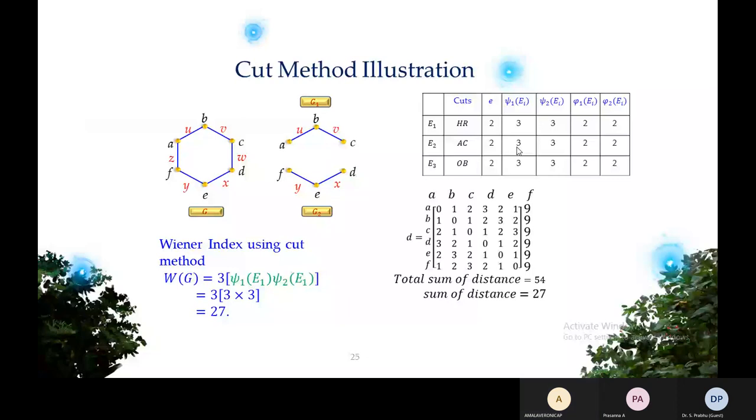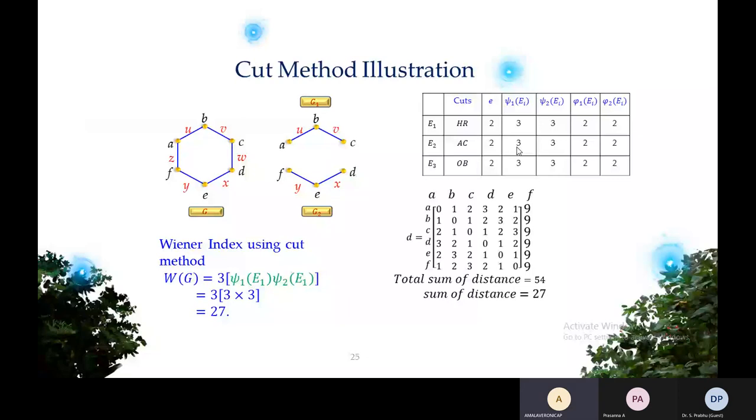But whenever you have a large number of vertices with a large number of edges, satisfying the partial cube relation, the Djoković-Winkler relation, the Wiener index can be computed using the cut method, Sandi's cut method. Of course, if Sandi's cut method doesn't help you, Klavžar's extended cut method will help you. That is, the quotient graph technique will help you.